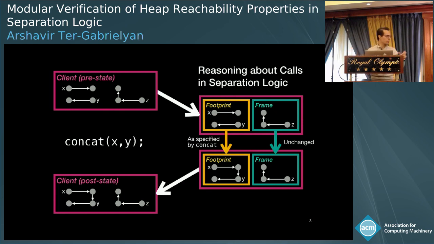For example, if we assume that we have a number of linked lists before the call, then we invoke the call. We can use separation logic framing to show that we still have a number of singly linked lists in the program state after the call. But how do we talk about heap reachability in this setting?